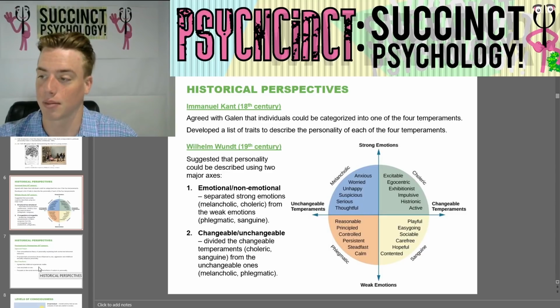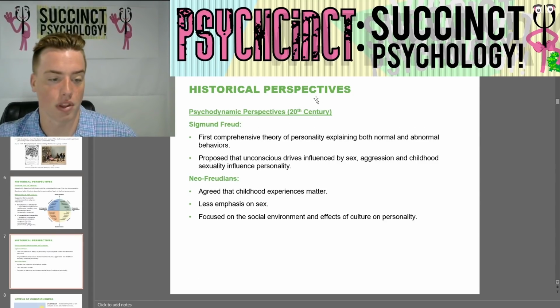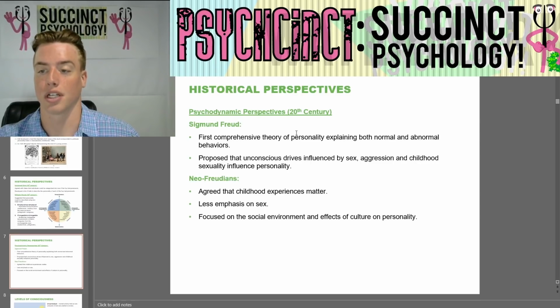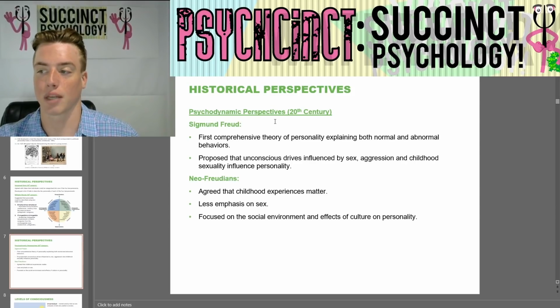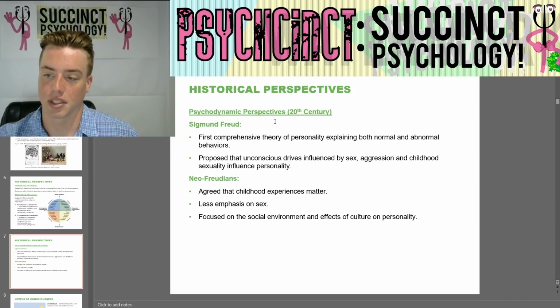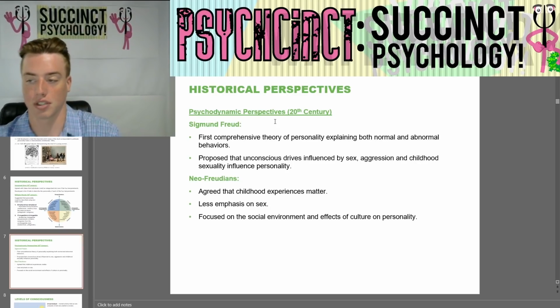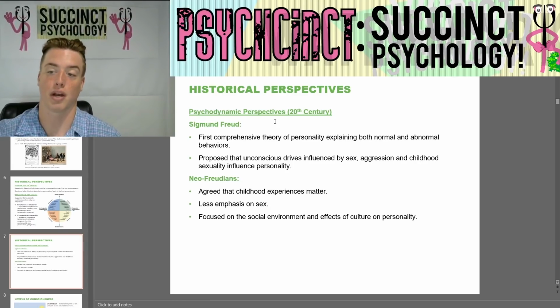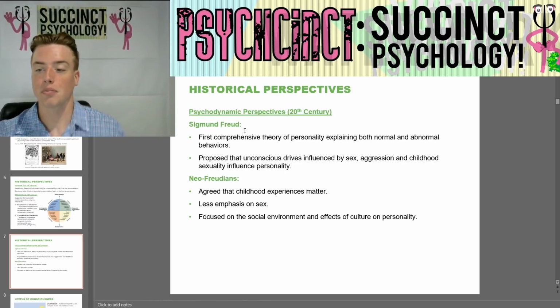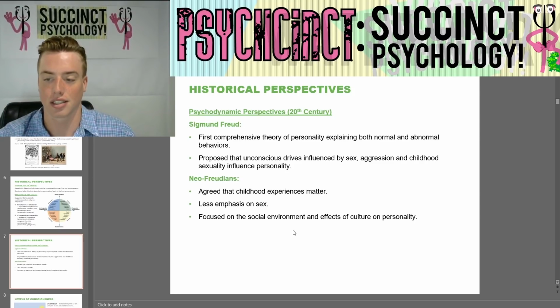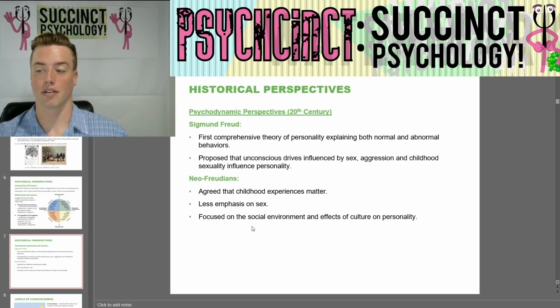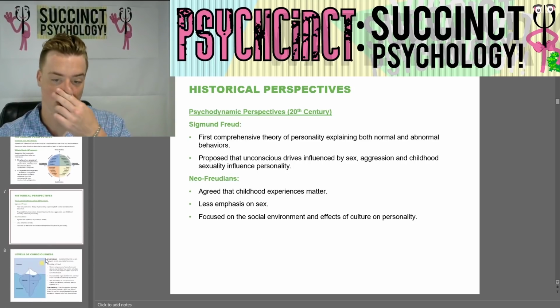each one of these personality types. Continuing on with historical perspectives, we have the psychodynamic perspectives from the 20th century, good old Freud. It's the first comprehensive theory of personality explaining both normal and abnormal behaviors, and it proposed that unconscious drives influenced by sex, aggression, and childhood sexuality influence your personality. Now, neo-Freudians, so new Freudians, agreed that childhood experiences matter, but with less emphasis on sex, and focused on the social environment and effects of culture on personality.